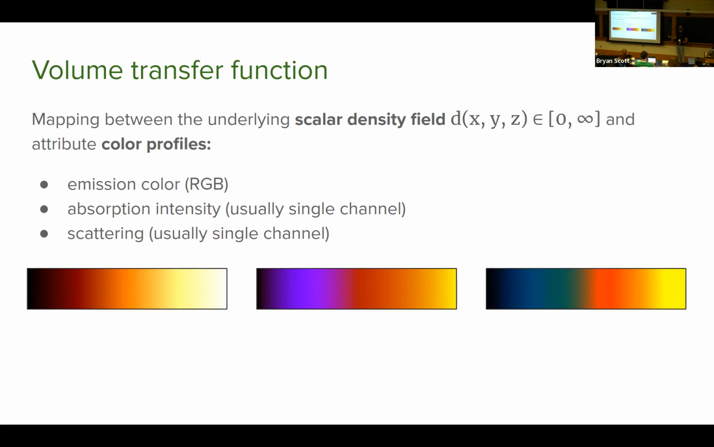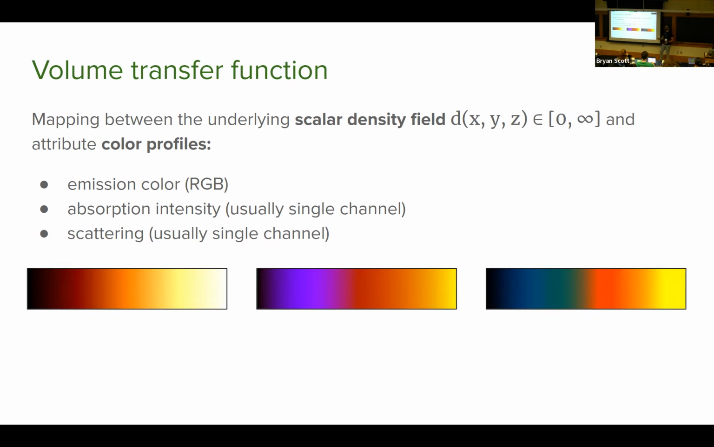The transfer function is just another function that takes, let's say, the density of particles in the volume, let's say density of interstellar gas, and then converts it to color. That mapping is called the transfer function, and it can look like this. You can map density from 0 to infinity or 0 to some maximal number to these kinds of color ramps.